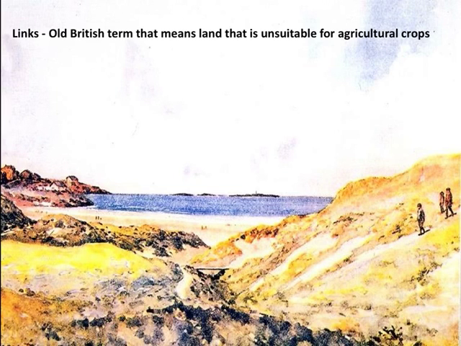Early golf was played on land that was termed links. Many people think that links refers to the link between the land and the sea, but the British definition is an old word that refers to land unsuitable for agricultural crops. So actually links in the early British definitions referred to the link of the sea with agricultural land that was more inland.